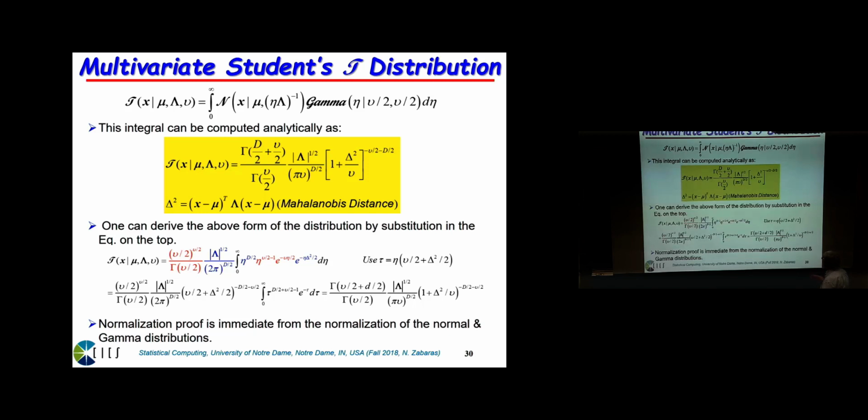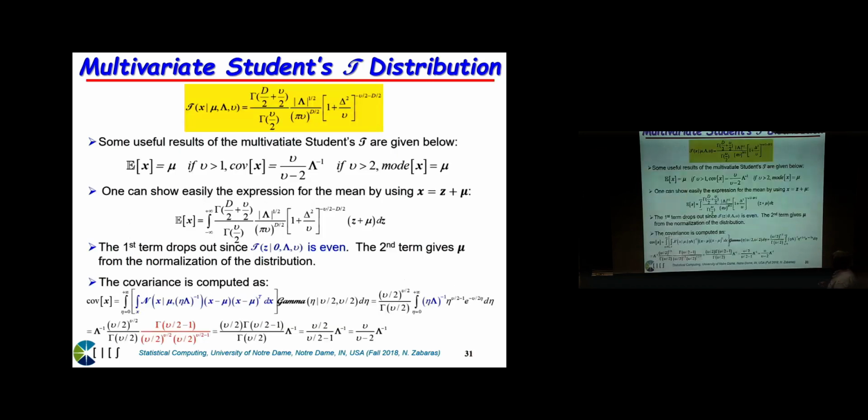This actually performs this integration in 2 lines. Really, this is what you need, okay? And you can compute the mean, the mode, the covariance, so everything you want for the student T distribution.